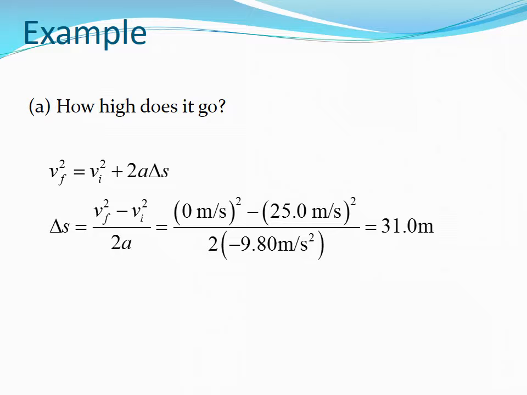Substituting everything, performing the calculation, we get a total distance of 31 meters. Using the ground as 0, the ball rises 31 meters to its maximum height, where the ball must stop and reverse direction.